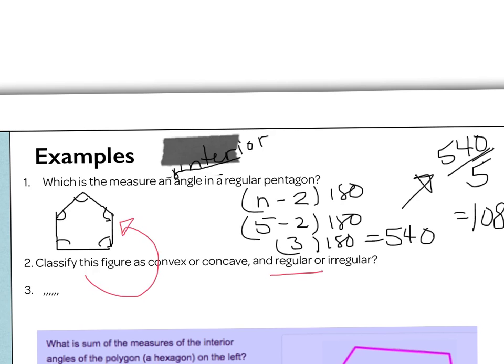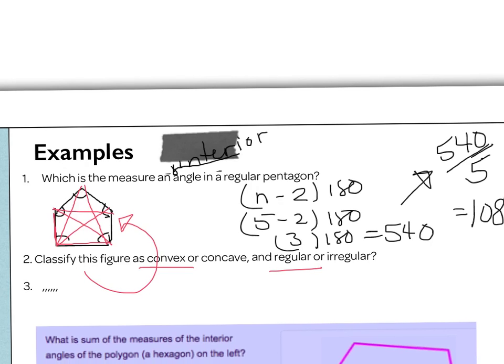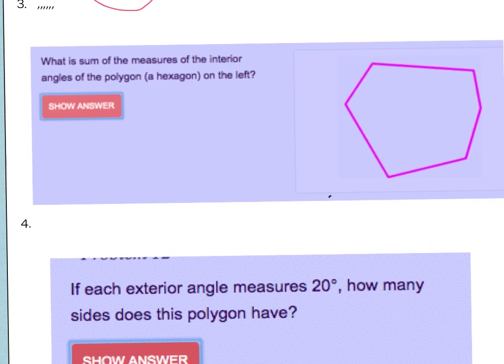And we also know it's going to be convex because, again, if we take this figure and look at it, we can draw a segment that stays in the interior of the figure from every vertex. So here to here, this vertex to this vertex to this vertex. And we can do this for every single side, every single vertex. And we would never, ever go outside of the figure, making it convex.